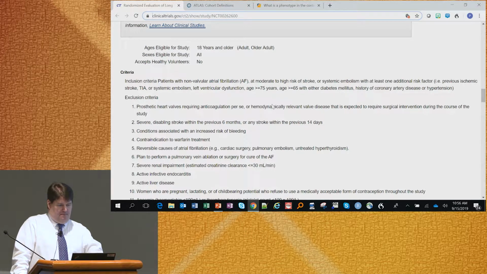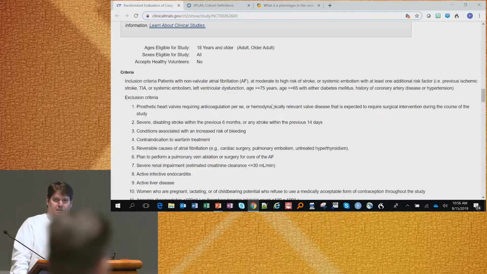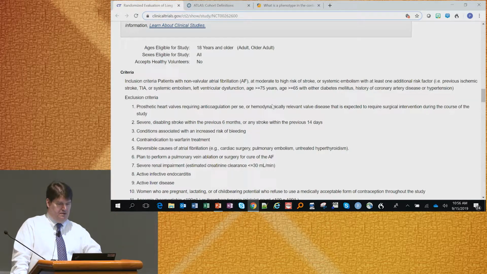Reversible causes of AFib, so surgeries, also feasible. We could look for procedures in the common data model for these type of issues. A plan to perform a pulmonary vein ablation or surgery. Does anybody think that we have plans in our observational data? Probably not. So this is one where we probably aren't going to model this in our cohort definition because we can't get into the mind of somebody about what their intent to do is. So we won't do that one.